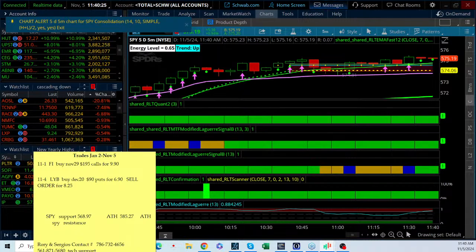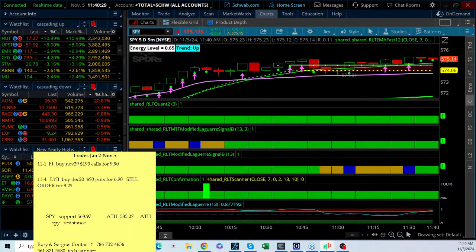SPY really needs to clear this 8 exponential moving average, and then it's got the 15 right above it, so I'm not going to touch it right now. Qs are playable to the upside right now. They're above the 8 and 15. IWM as well.